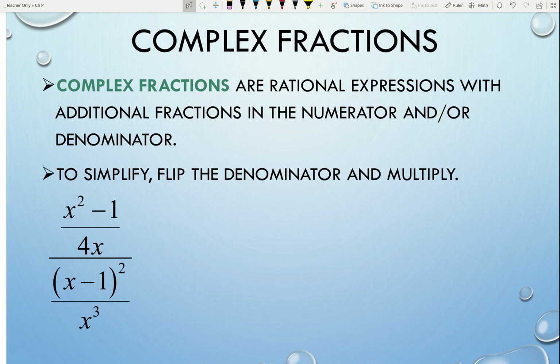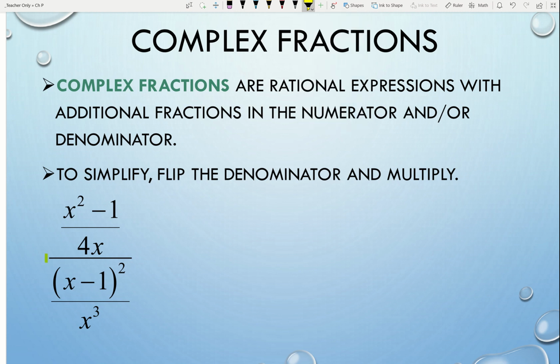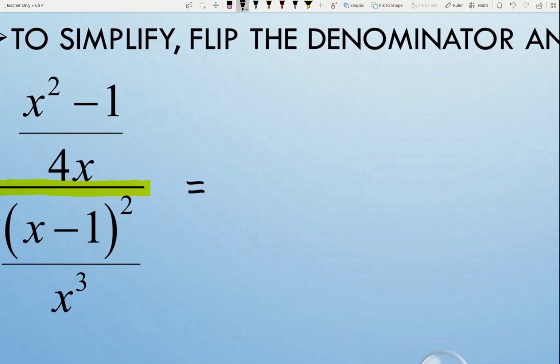So getting into this topic of complex fractions. Complex fractions are rational expressions with additional fractions in the numerator and/or denominator. So this is like fractions within fractions. And in order to simplify, we're going to do exactly what we just did, and we are going to always look at this fraction bar between our two rational expressions as division, because, well, that's what it is. And we just talked about how to handle division. It's just multiplying by the reciprocal.